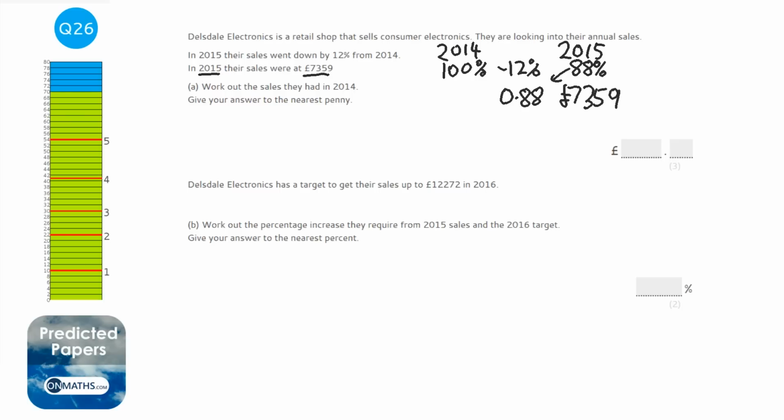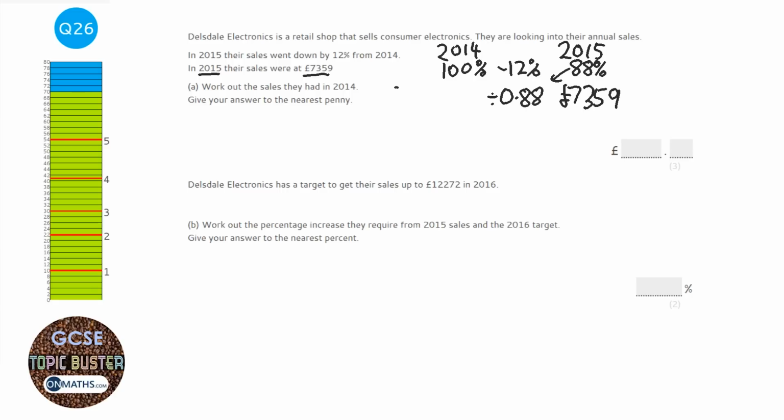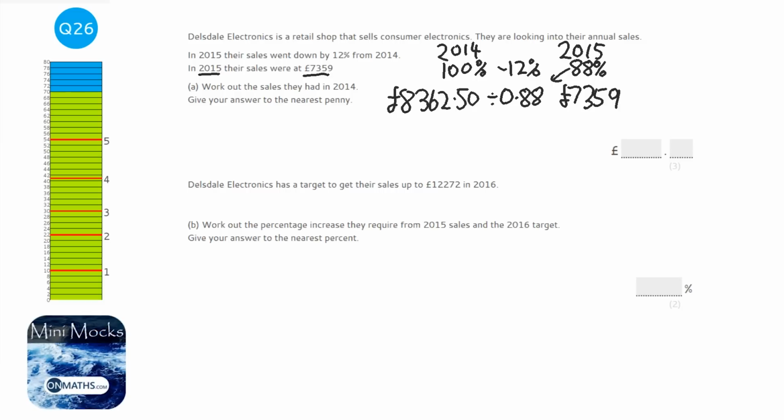So we want to work backwards. I'll get my calculator: 7,359 divided by 0.88, and that gives me £8,362.50. You've got to ask yourself, is that reasonable? Well, they went down by 12%, so it's natural that they would go from a number just over 8,000 to a number that's just over 7,000.